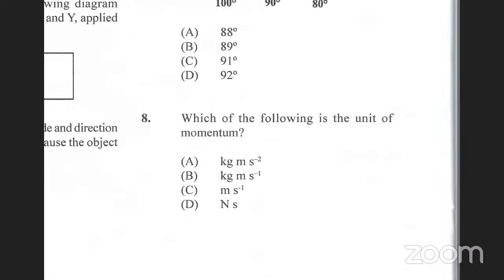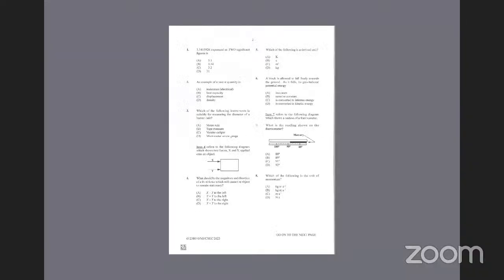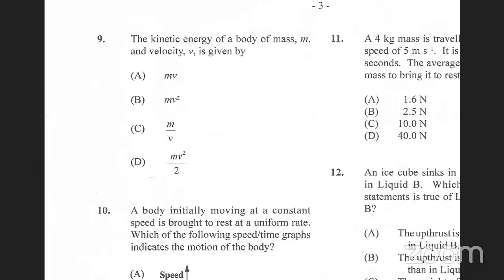Which of the following is the unit of momentum, right? kg m s minus 1, right? Mass times velocity. Right, that's number 8, right? Number 9, kinetic energy, nice and easy. That's D.